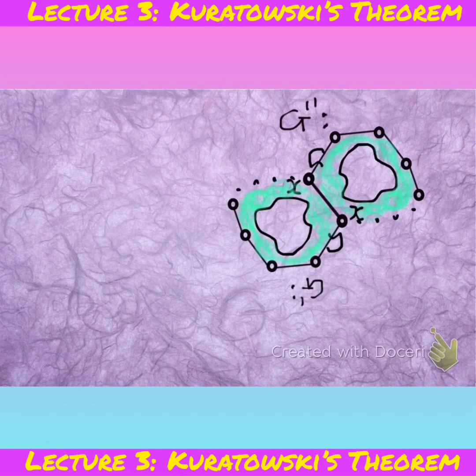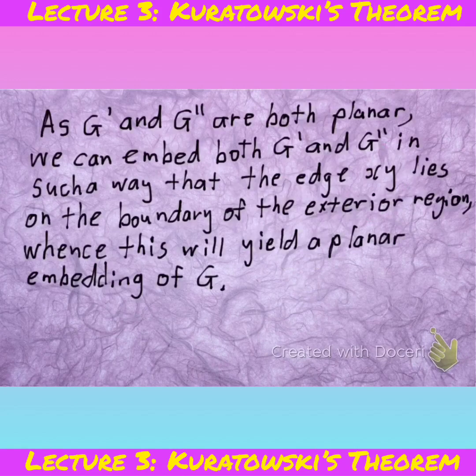Right, so that's a planar representation for the graph G. So that's a contradiction. Okay, so basically, let's just put that in words. As G prime and G double prime are both planar, we can embed both G prime and G double prime in such a way that the edge xy lies on the boundary of the exterior region, whence this will yield a planar embedding of G.